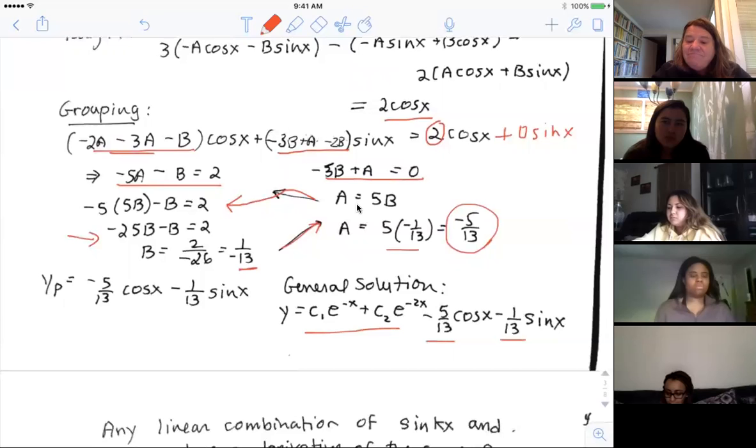You could check that. It would be messy, all right? If you want to do a really quick check and you feel pretty confident about your YC, you could take this, plug it in, and verify that you get 2 cosine x on the right-hand side. So that will work. Okay, so we've gone through 2 examples.